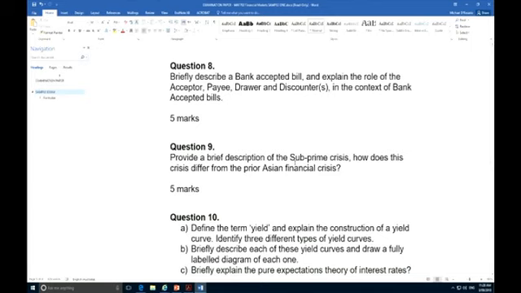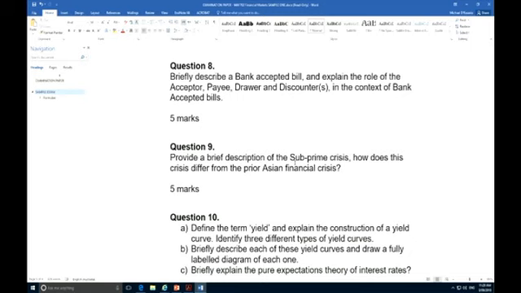Question 8, briefly describe a bank-accepted bill. Explain the role of the acceptor, payee, drawer, discounters, and other parties in the context of a bank-accepted bill. So how would you go about responding to a theory question like this? I've included this question because bill theory is really, really important, and historically students do find explaining the bill process quite challenging. So, the acceptor in the context of a bank-accepted bill is the party that agrees to pay the face value liability at maturity. That's why it's called a bank-accepted bill, because a bank accepts to pay the face value liability at maturity. They are key to the process.